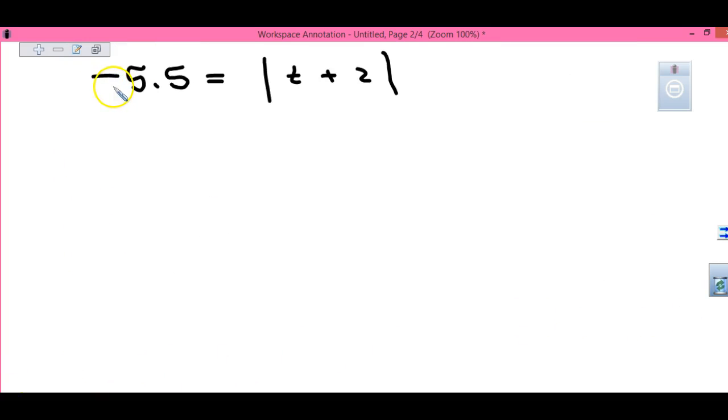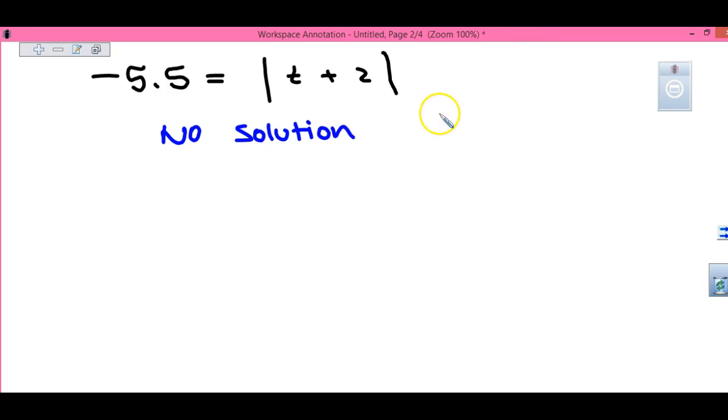Let's look at this equation. Negative 5.5 is equal to the absolute value of t plus 2. Will the absolute value of something ever equal a negative? No. Therefore, there is no solution.